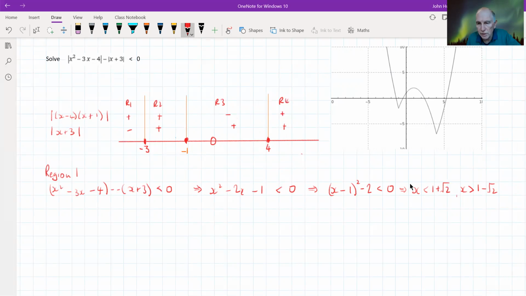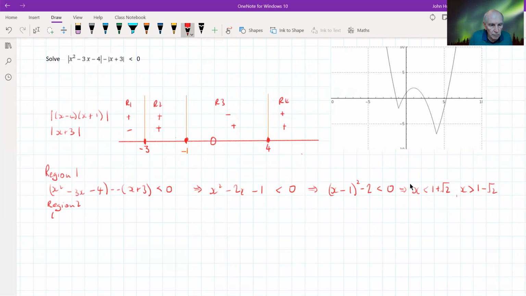We are only interested in the solutions that we come up with here. They only pertain to this particular region. So essentially, we discard these 2 because these are numbers which fall further up the number line. Okay, so that is region 1. Let's have a look at region 2 now and see what that gives us.